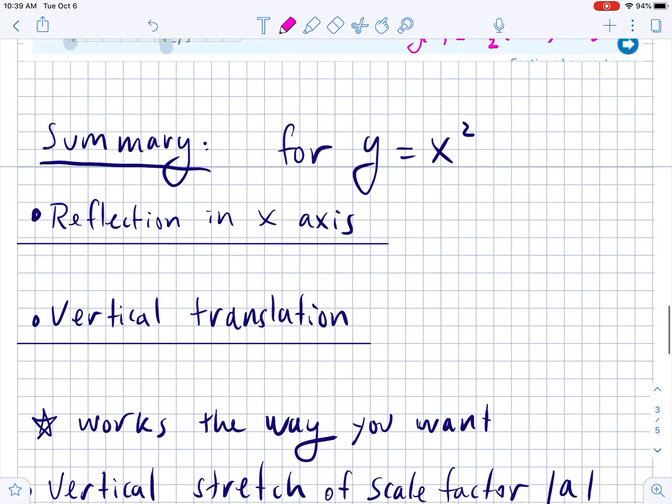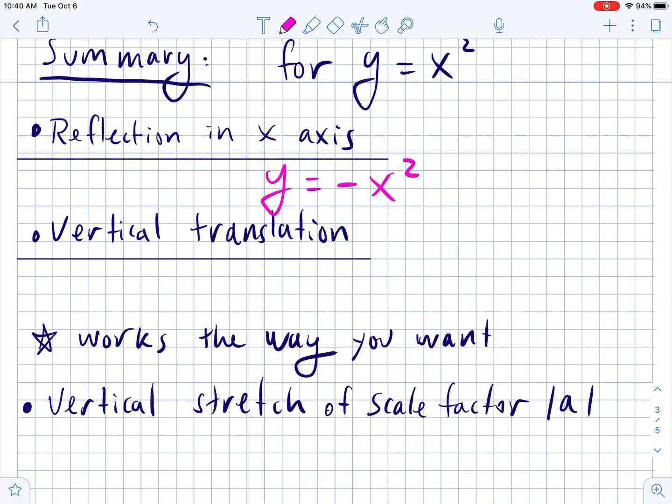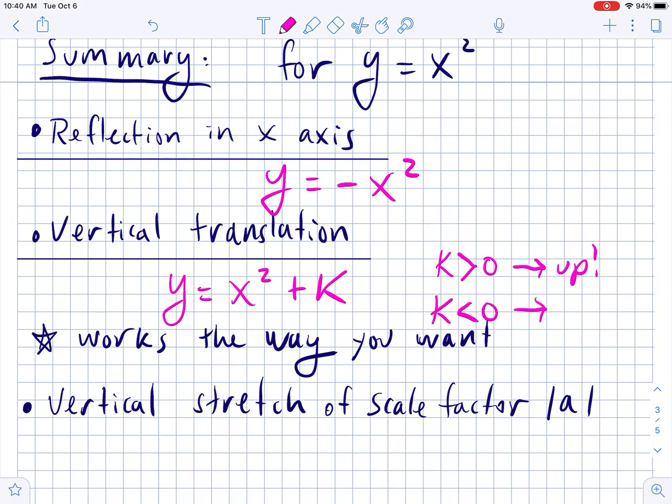So, that's my equation. In summary, you guys, a reflection in the x-axis is going to look like this. y is equal to negative x squared. It's a negative on the outside of the function. A vertical translation is going to be y equals x squared plus k, where if k is positive, it moves it up. So k greater than 0, it goes up. k less than 0, down.